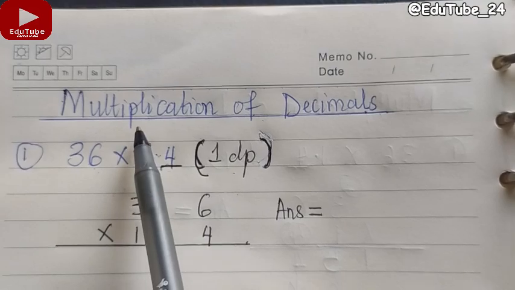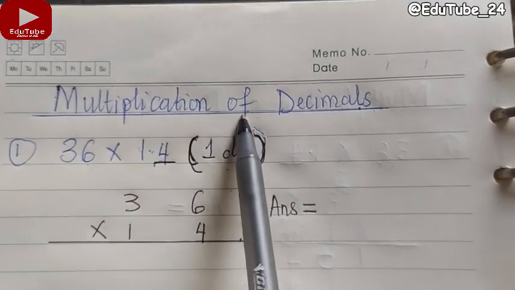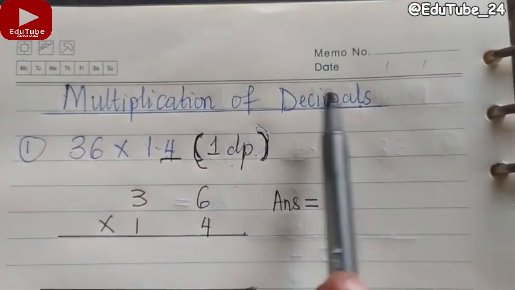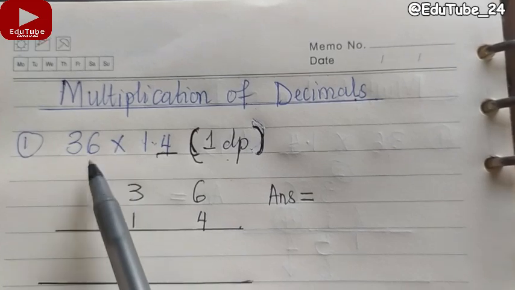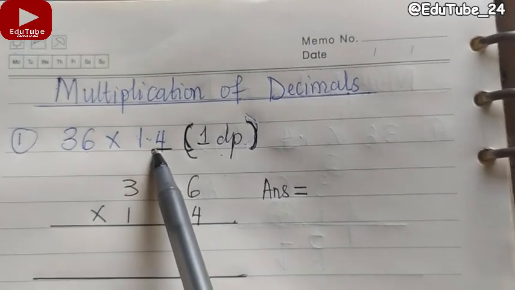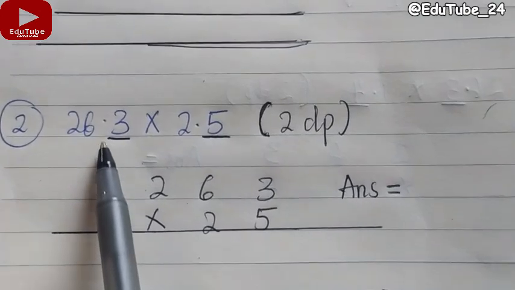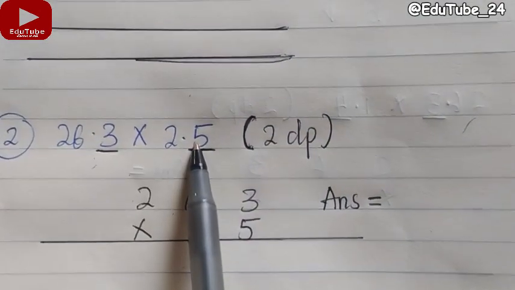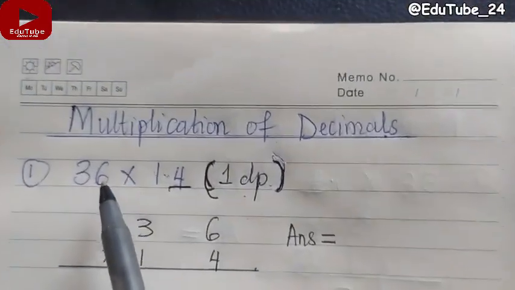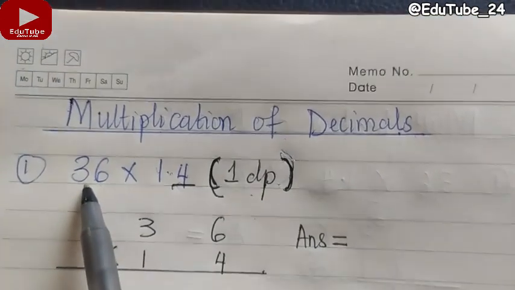In this lesson, we are going to learn multiplication of decimals. That is, we are going to learn how to multiply a whole number with a decimal number. Likewise, we are going to learn how to multiply a decimal number with a decimal number. Now, let's see our first example for this lesson.